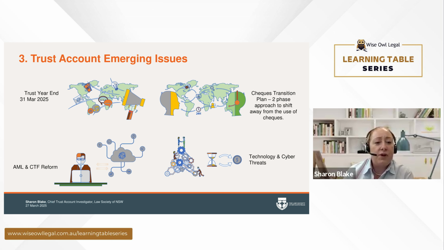So, what's happening over the horizon? Some trust account emerging issues. So, the first one is checks. Checks are transitioning, in case you've missed that one.